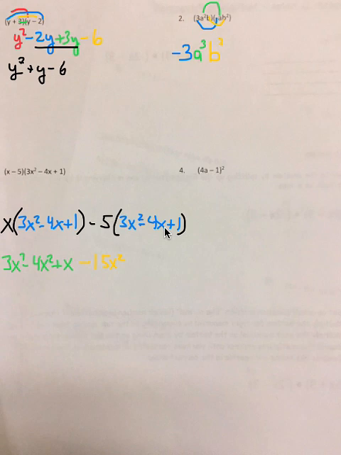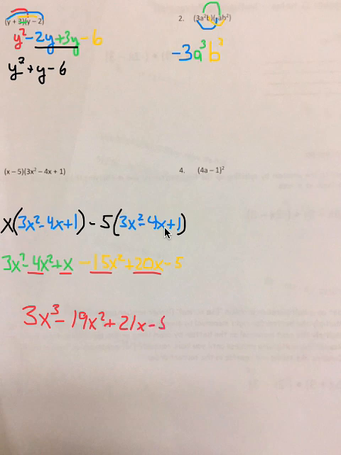And then when we do the 5, negative 5 times 3x is negative 15x squared. Negative 5 times negative 4x is plus 20x. And then negative 5 times 1 is just negative 5. And so we combine like terms, the x squareds and the x's. So we have 3x to the third minus 19x squared plus 21x minus 5. So that one has 4 terms.